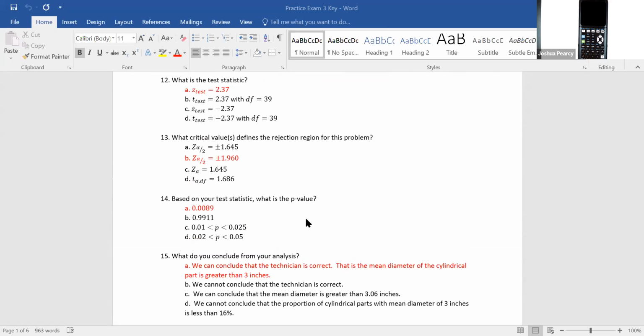Okay, so in this case, we rejected the null hypothesis. So we're in favor of the alternative, right? So that means we're supporting the fact that the mean diameter is greater than 3. That's what it's saying. Okay, so that's why we can say it's yes.